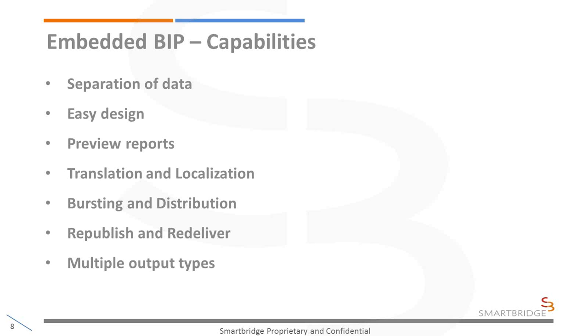The ability to burst and distribute reports, the ability to republish them, and as we talked about, multiple output types, PDF, Excel, Word, and ways to deliver those.